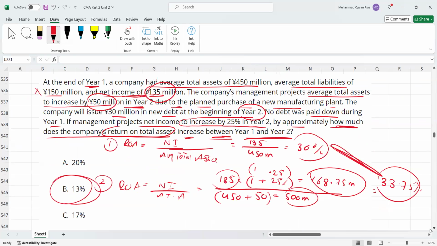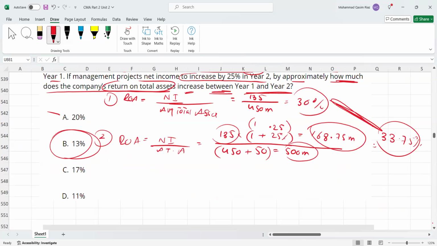So this is the closest option, right? Because the other options are 20%, 17, 11. So this is the closest, because 12.5% will be rounded to 13%.